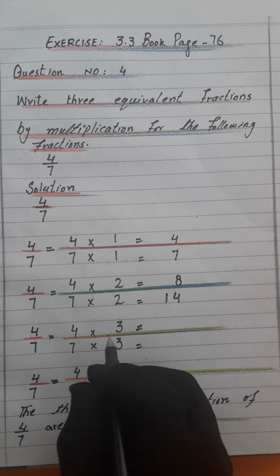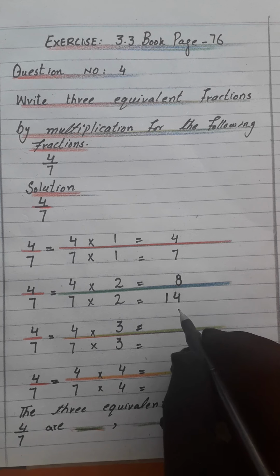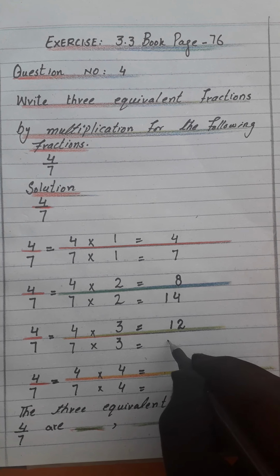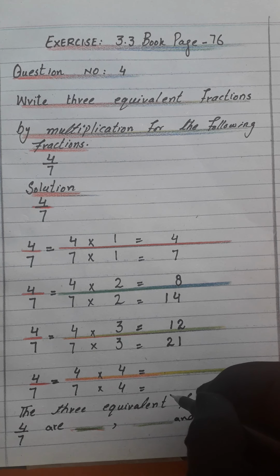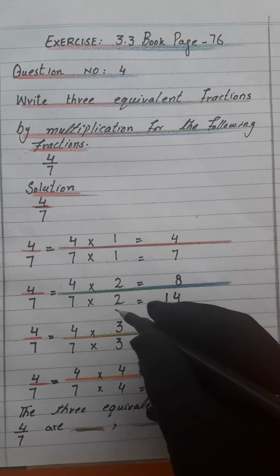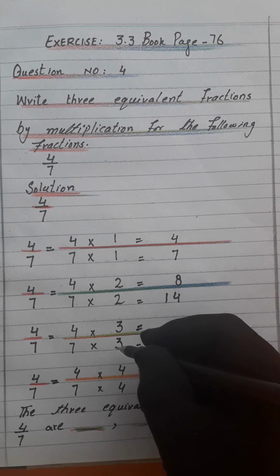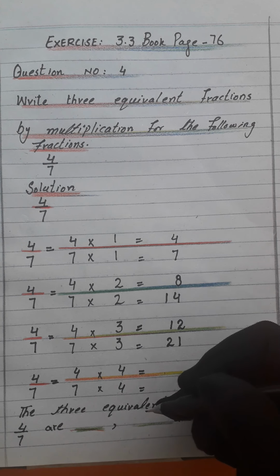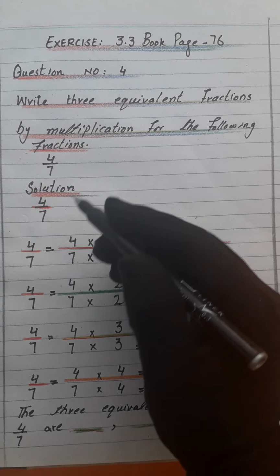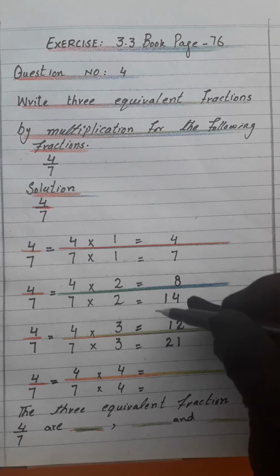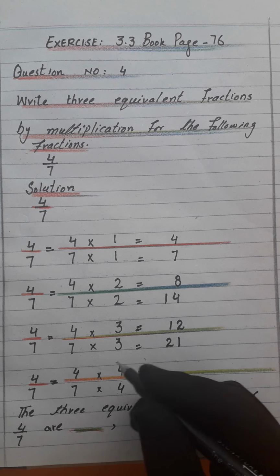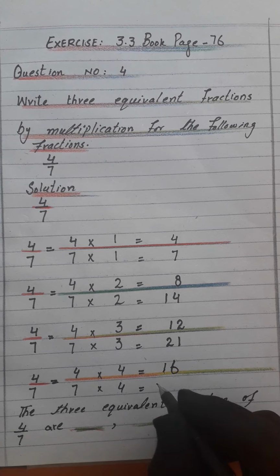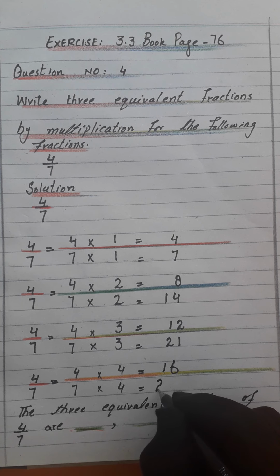Now we find out the third equivalent fraction, which is 3 4s are 12, 7 3s are 21. Clear? You people select the same table to multiply the numerator and denominator. Now we find out one more fraction because this one is just equal to the question. So we move toward the fourth table. 4 4s are 16 and 7 4s are 28.